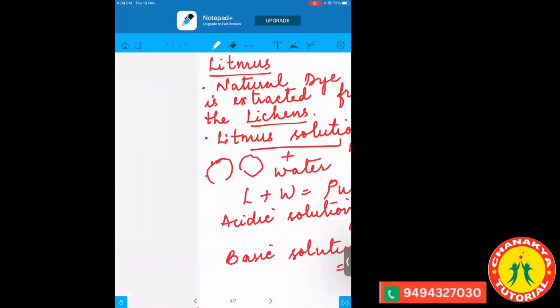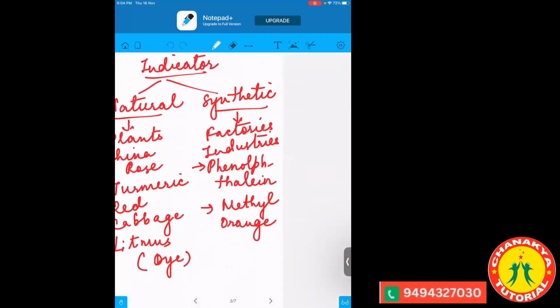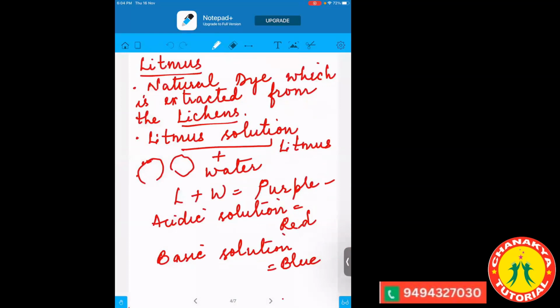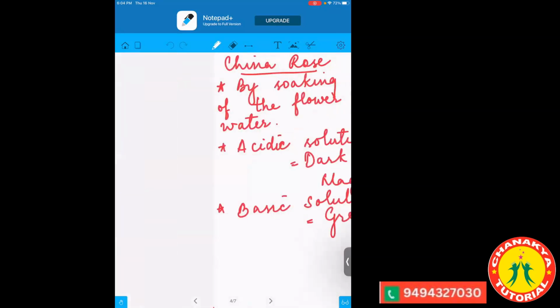Talking about the indicators: natural, synthetic. Natural ones are China rose, turmeric, red cabbage, and litmus. Litmus we can get from the lichens. Lichens we need to add into the water, the litmus along with the water. Then it will be purple in color in the neutral condition, whereas in the acidic condition it becomes red in color. In the case of the basic, it converts into the blue color.